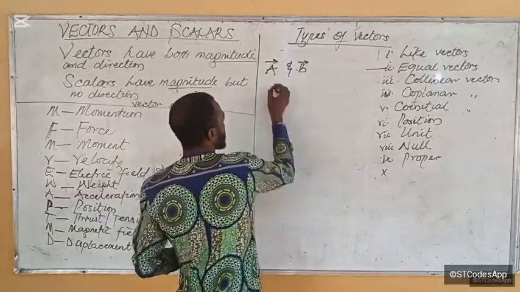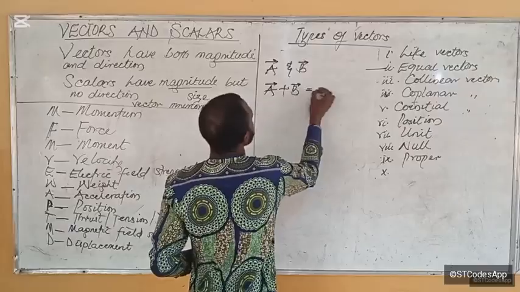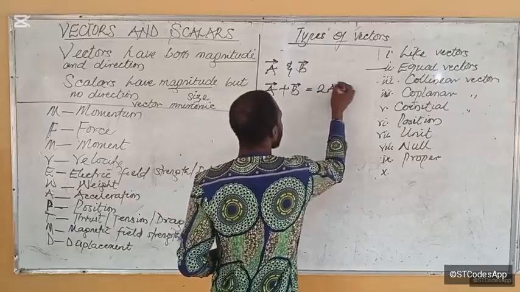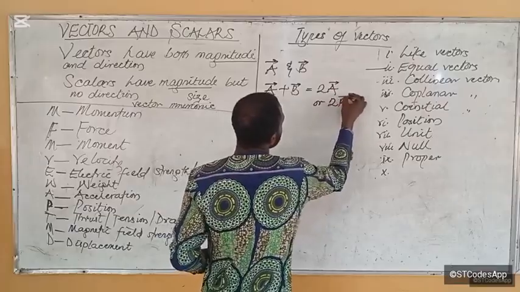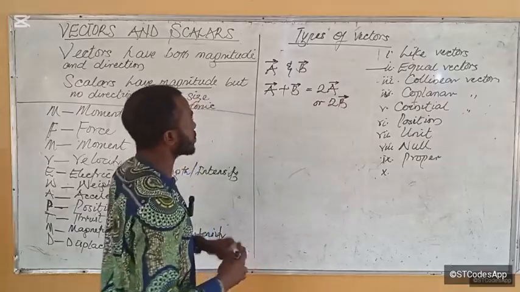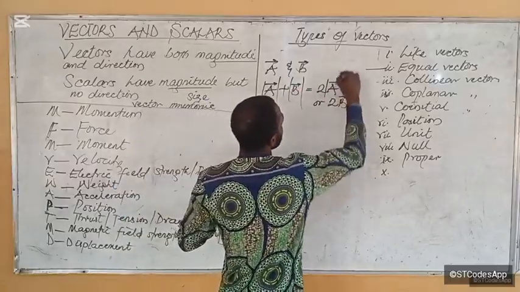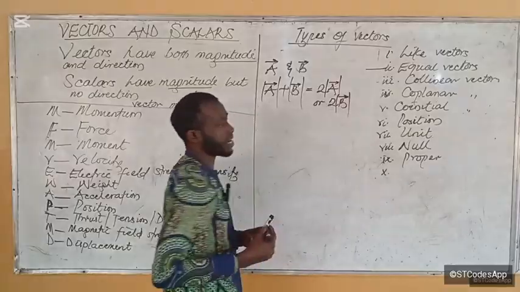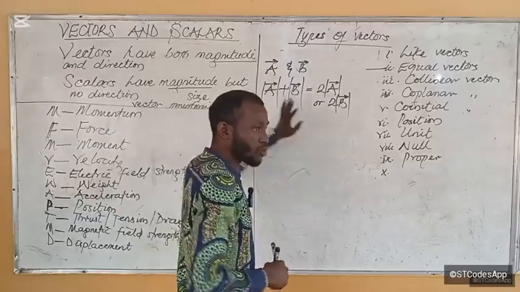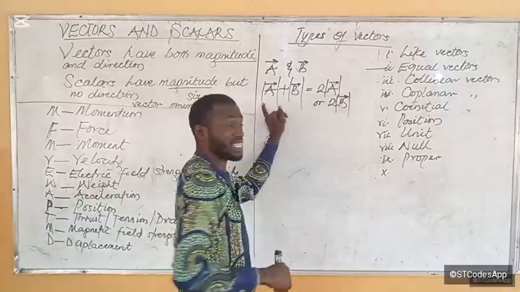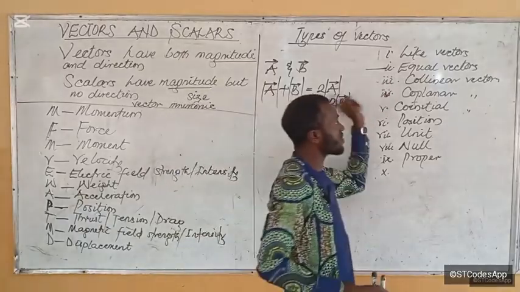Exactly. What that means is this. If I now say you should give me vector A plus vector B, it's the same as 2A or vector 2B. Why? Because the magnitude of A plus the magnitude of B will give us 2 times the magnitude of A or 2 times the magnitude of B. Why? Because vector A is exactly equal to vector B in magnitude and in direction. So those are equal vectors.